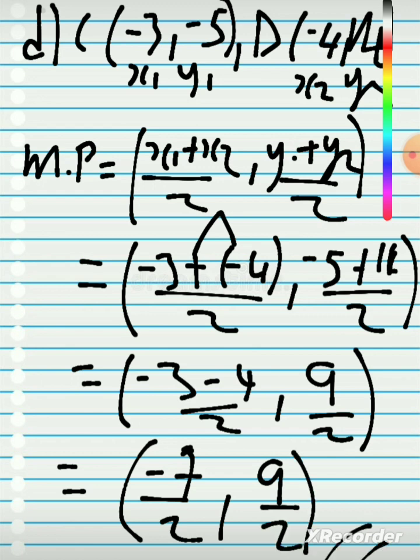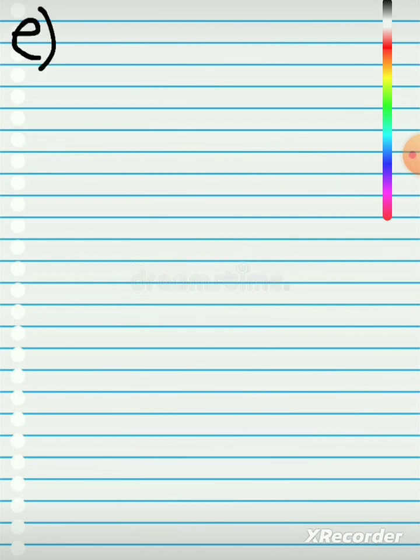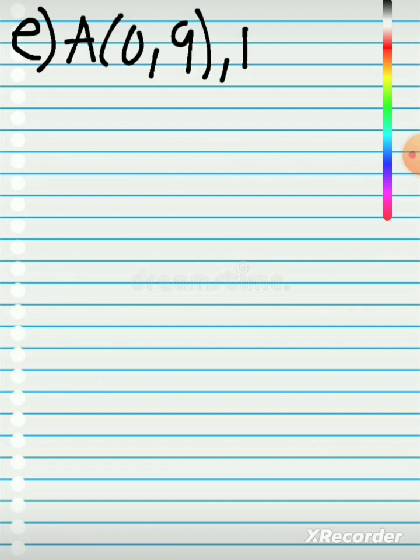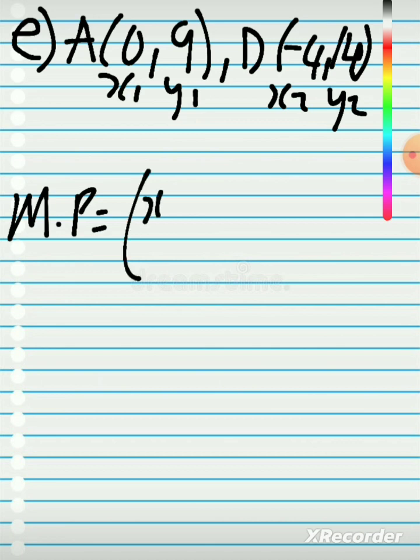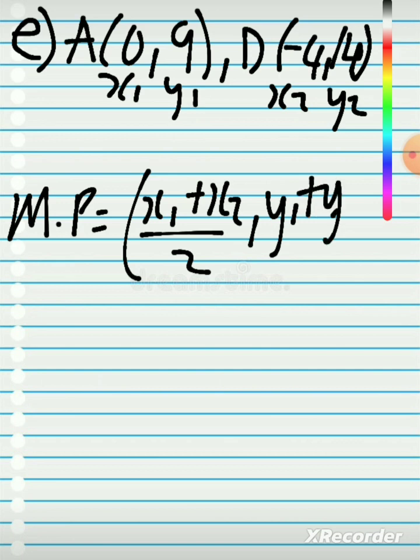We go to question E. So for question E, we have A (0, 9) and D (-4, 14). So this is x1, y1, x2, y2. So midpoint is equal to x1 plus x2, y1 plus y2, each divided by 2. So you can't forget this formula after solving all these questions.